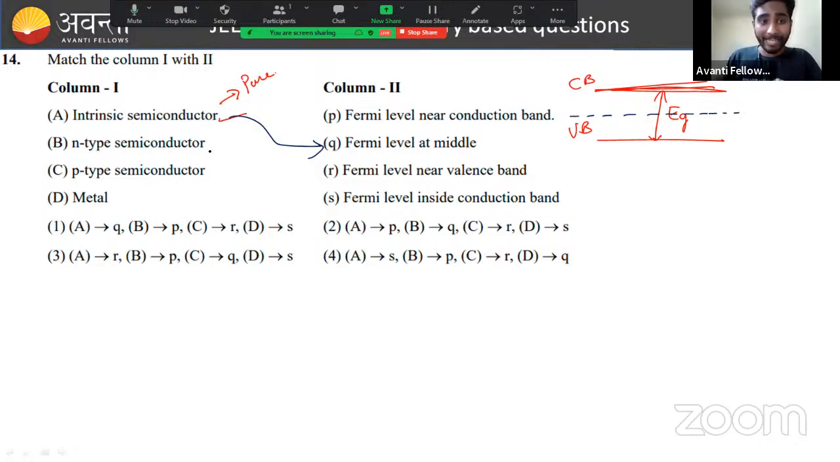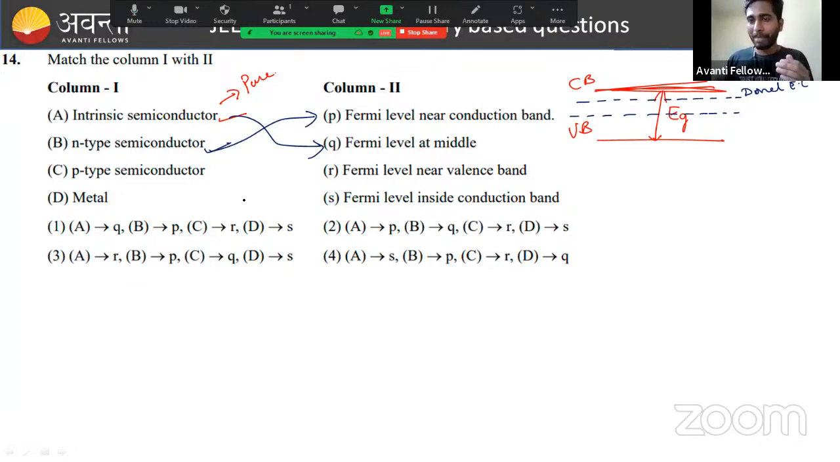In the case of an N-type semiconductor, it is a pentavalent dopant, meaning 5 electrons; one free electron will already exist, so it is a donor element. That's why a donor energy level will exist near the conduction band. This is the Fermi level for the N-type semiconductor. It is very close to the conduction band. Hence, for the second answer, we get near the conduction band.